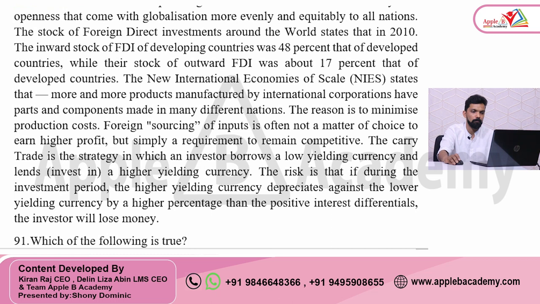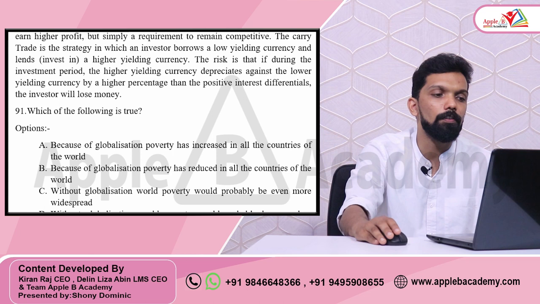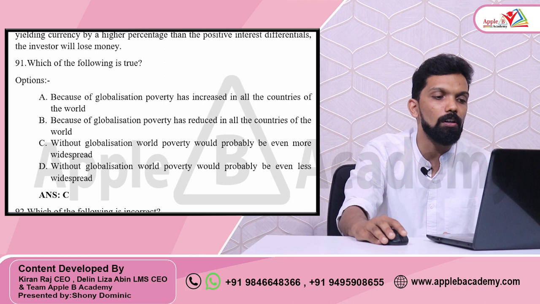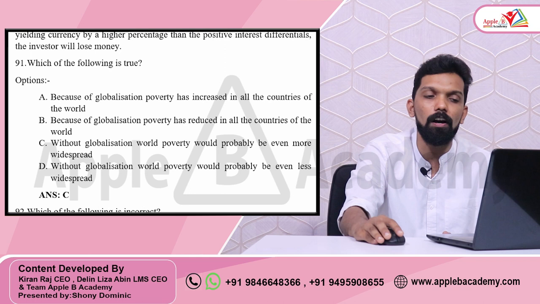So question number 91. Which of the following is true? Option A. Because of globalization, poverty has increased in all the countries of the world. Option B. Because of globalization, poverty has reduced in all the countries of the world. Option C. Without globalization, world poverty would probably be even more widespread.